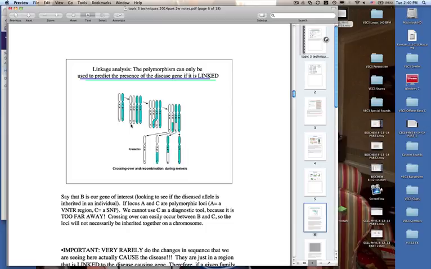So each one of these things is called a locus, a locus of interest. If you have no idea where your gene of interest might lie, you start screening and looking at whether or not the inheritance pattern of any given polymorphism happens to track along with the disease state. So you're looking at a pattern of inheritance in a family. Hopefully you've got multiple generations where you've seen this disease state come up.